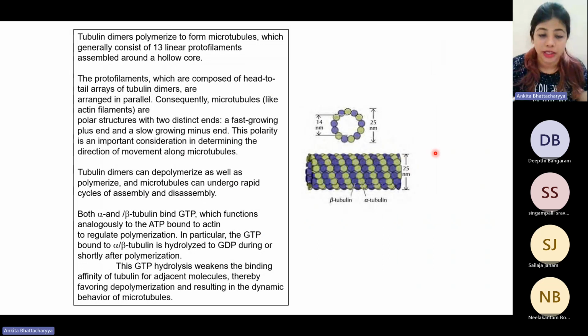Now, tubulin dimers can depolymerize as well as polymerize, and microtubules are capable of undergoing very rapid disassembly-assembly cycles. So, what you also need to keep in mind is that the energy source that is exploited in the assembly and disassembly of each of these cytoskeletal filaments is different. In case of actin, we saw that there is ATP, but in case of microtubules, it is GTP. So alpha beta tubulin binds GTP that has a function analogous to that of ATP, and it regulates polymerization. The GTP bound alpha beta tubulin undergoes hydrolysis during polymerization steps. And based on this, there is a depolymerization which occurs, and that favors the dynamic behavior.